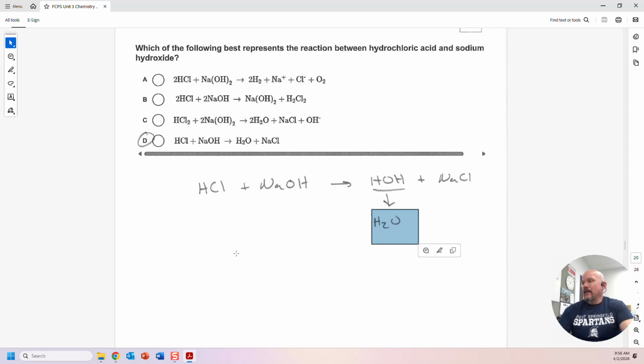And when an acid and a base neutralize each other, you're always going to get water, and you're going to get an ionic compound. And then maybe that ionic compound stays dissolved because it's soluble, or maybe it precipitates out because it's insoluble, but that really doesn't matter for this question.